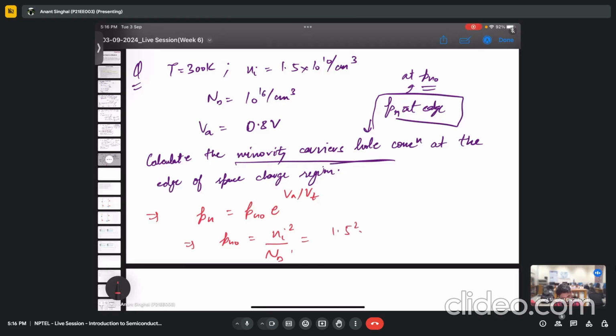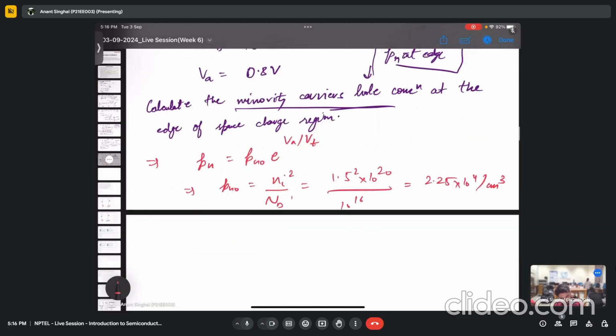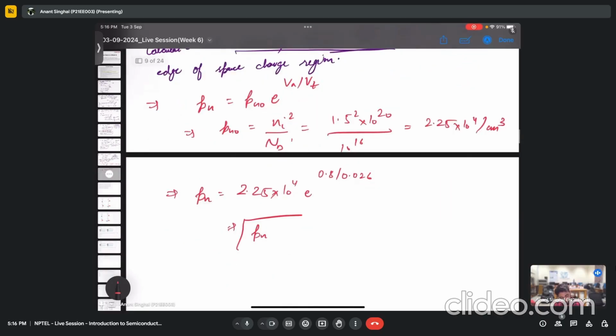So maybe I can write all the values. Nd I have given as 10 raised to the 16, so this will be 2.25 times 10 raised to the 4 per centimeter cube. And the minority carriers now at the edge will be 2.25 times 10 raised to the 4 exponential of Va over Vt. The forward applied bias is 0.8 and Vt is 0.026. Once you solve it, you will get that at the edge we have a very high concentration of the minority carriers, coming out to be 5.18 times 10 raised to the 17 per centimeter cube.